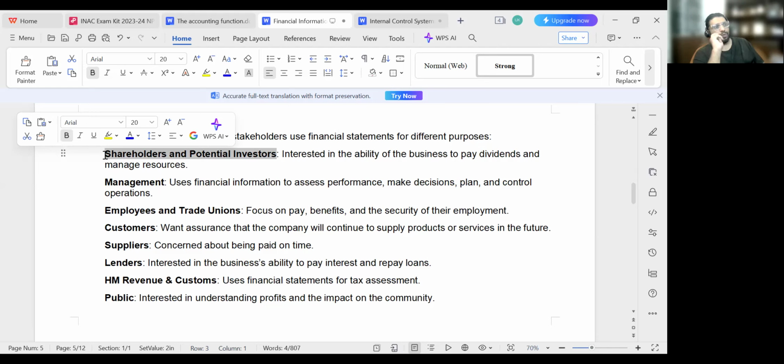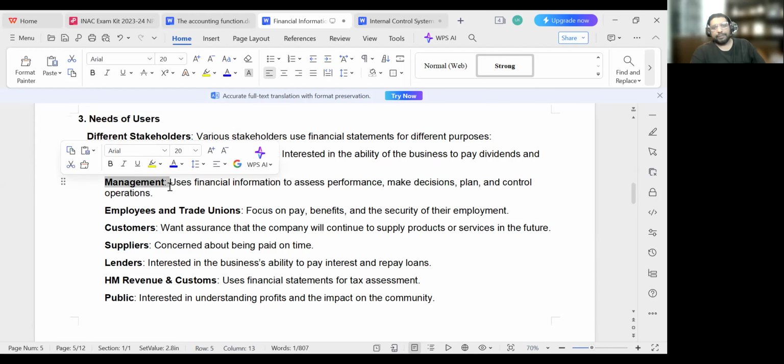So they need to look at the financial position of the company, what the position of assets and liabilities is, how much profit the company is making, and what the position of the cash flows is, right? They would be looking at all of that to make a decision. They need that information for decision making.